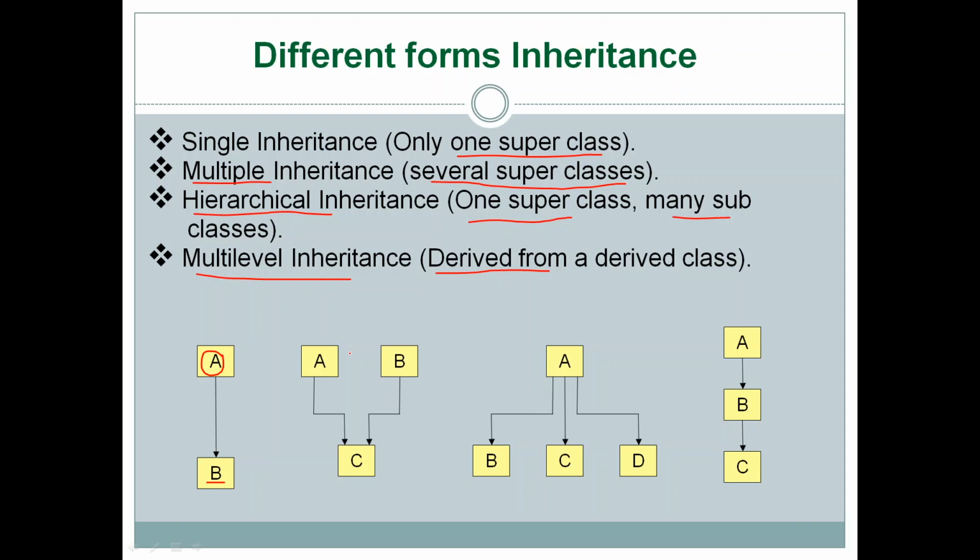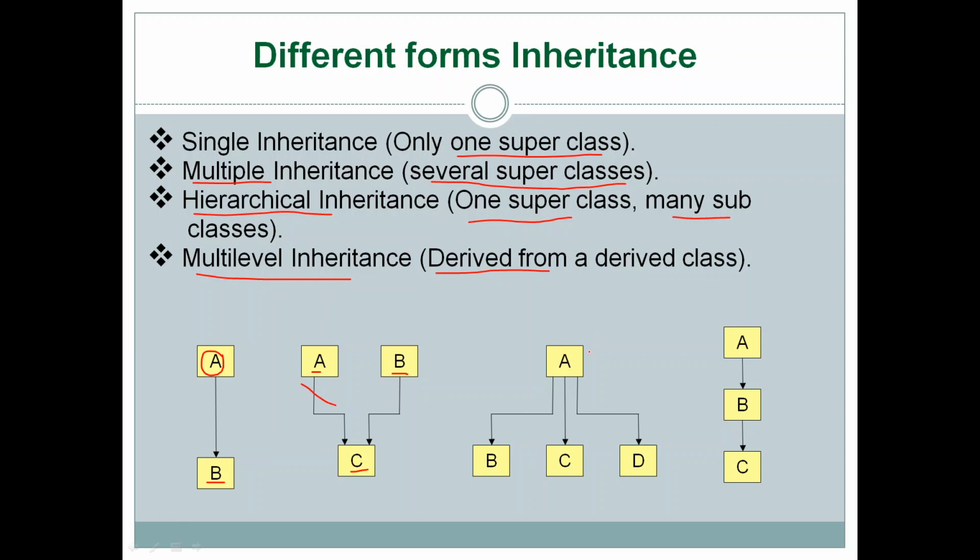Then the next form is, you can see here we have classes A, B and class C. If class C is inheriting from A and B both, class C is inheriting here from two superclasses, then it is called multiple inheritance. So we have two superclasses and one subclass.